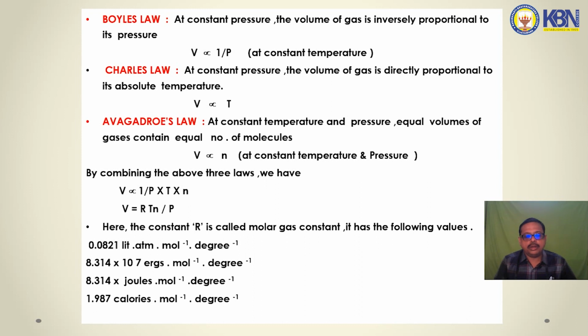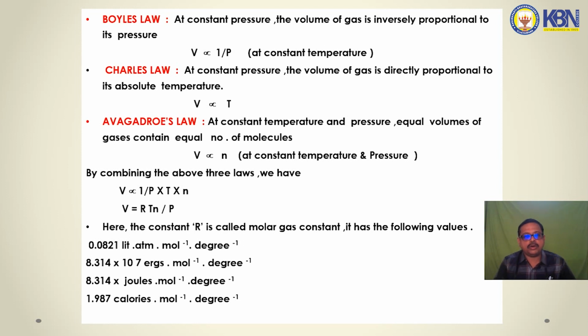First of all, Boyle's law. At constant temperature, the volume of a gas is inversely proportional to its pressure. It can be expressed as V is inversely proportional to P at constant temperature. The second law is Charles' law. According to Charles, at constant pressure, the volume of a gas is directly proportional to its absolute temperature. So it can be expressed as V is directly proportional to T, where T is absolute temperature.